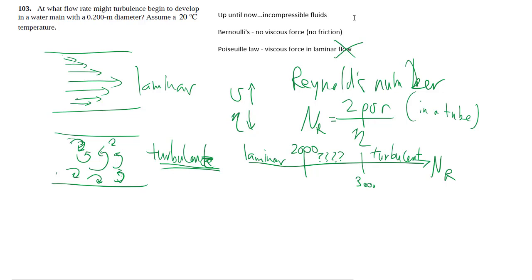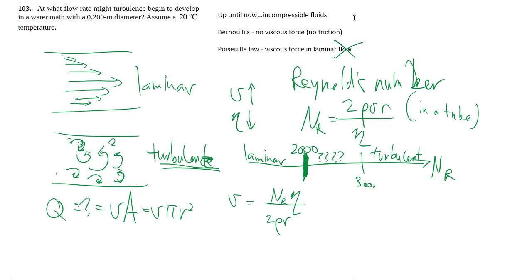So to answer the question, they are asking us about the flow rate being Q, your volume flow rate, such that we're just maybe beginning to have turbulence. So that's why we're using this cutoff of 2000. So we know NR is 2000, and we want to find Q. Q, of course, is equal to V times A, or V pi R squared. So we already know the radius, we just need to know V. We can use our Reynolds number of 2000 to get our V then.